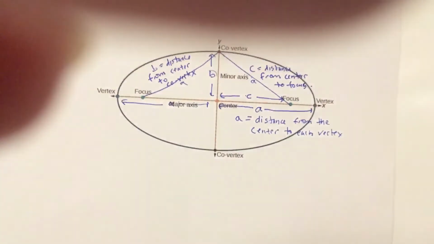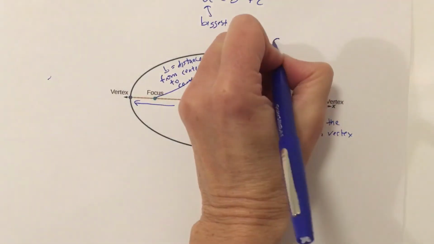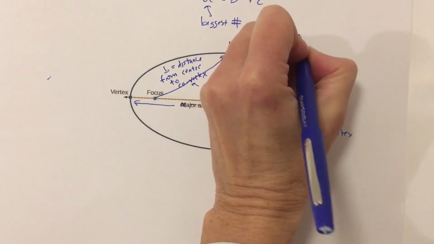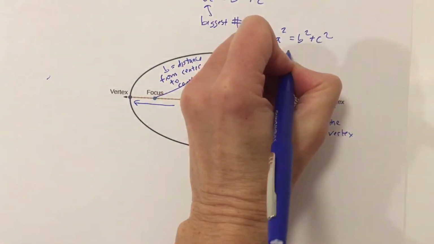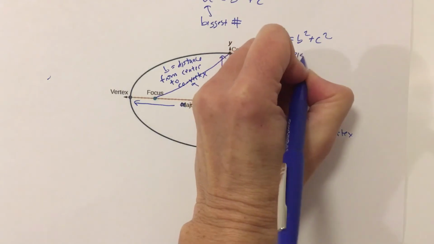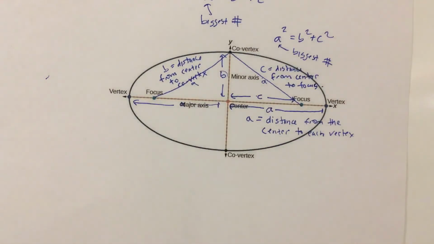So I just realized that you guys might not be able to see that. Let me write that again. A squared equals B squared plus C squared. There, you can see that better. And A is always the biggest number. Sorry about that. There's going to be some technical difficulties. Okay, so that's what you need to know about that picture.